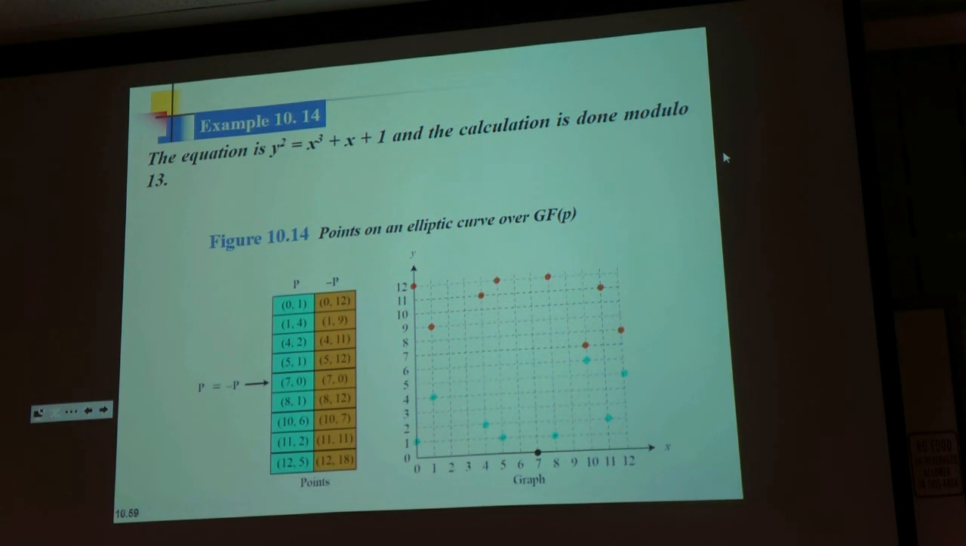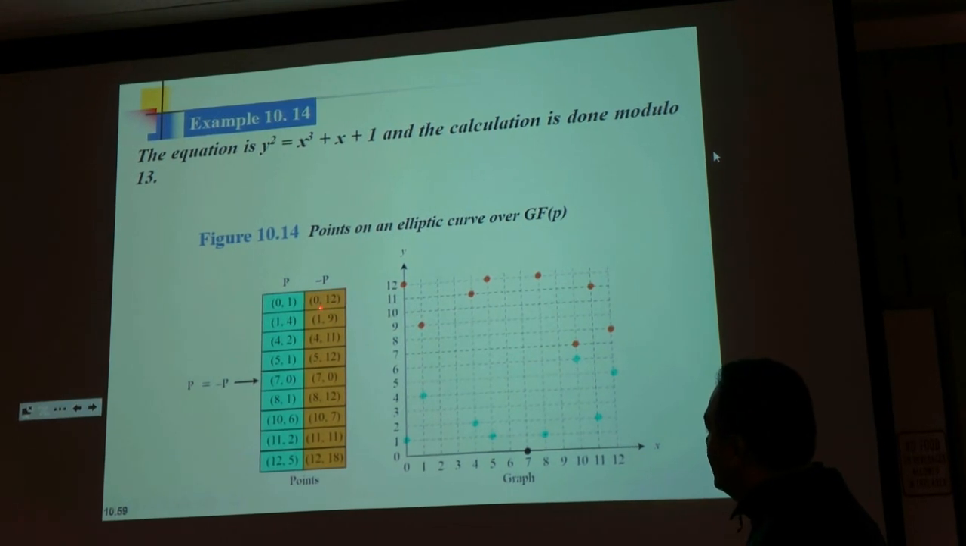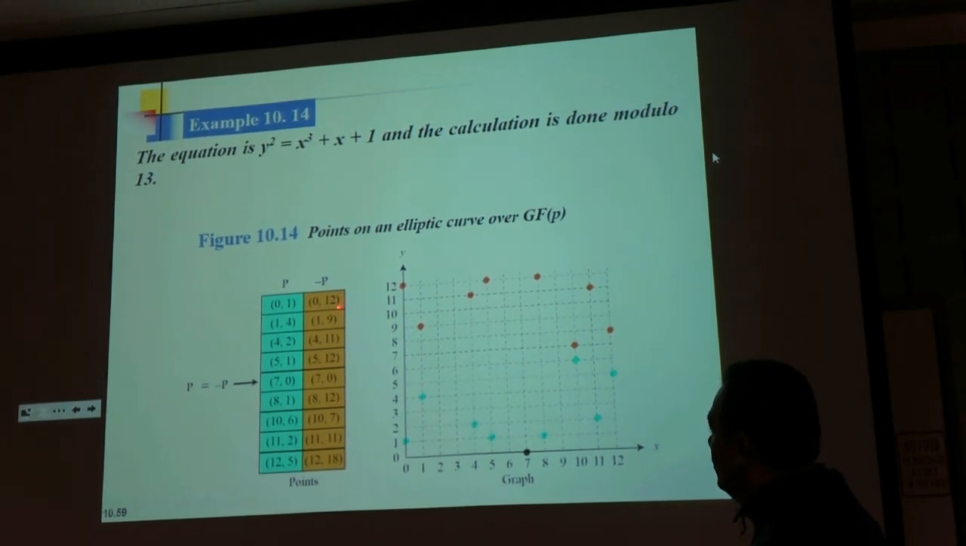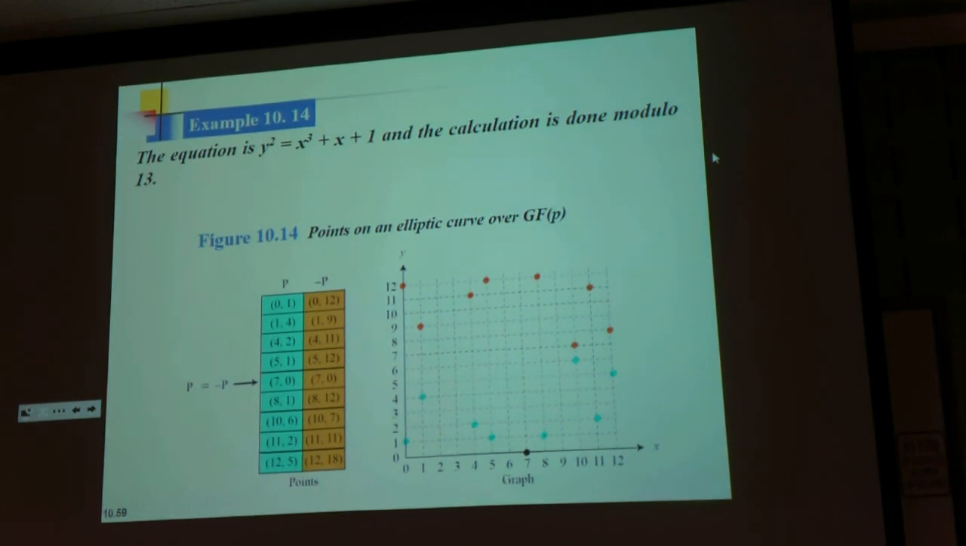Let's take an example here. The equation is y squared equals x cubed plus x plus 1, and the calculation is done modulo 13. So what's the modulo here? 13. So P is 0. This is the inverse, right? 0, 0, x. 1 plus 12, 13. Mod 13 will give you 0. So 1 and 12 are inverses of each other, right?